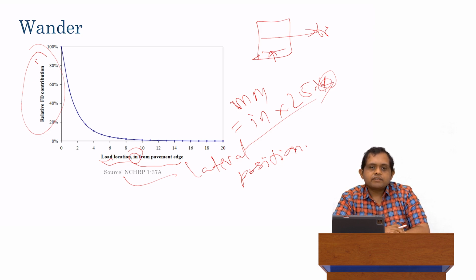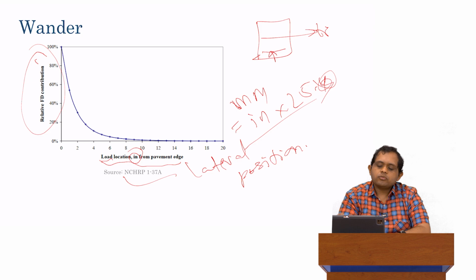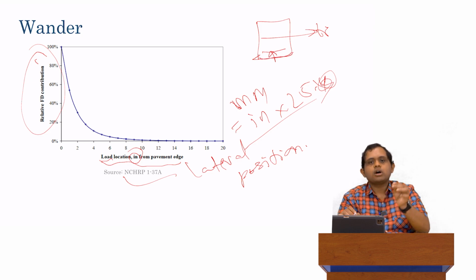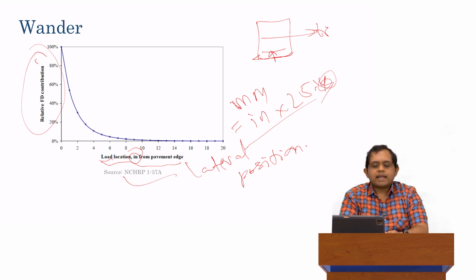Now, what is relative fatigue damage? If the load is placed exactly at the edge, the fatigue damage is mapped to 100%, and if the load is placed elsewhere, the fatigue damage is divided by that fatigue damage. So relative to the fatigue damage at the edge, which is mapped to 100%, what is the fatigue damage at other locations? What you see is quite interesting.